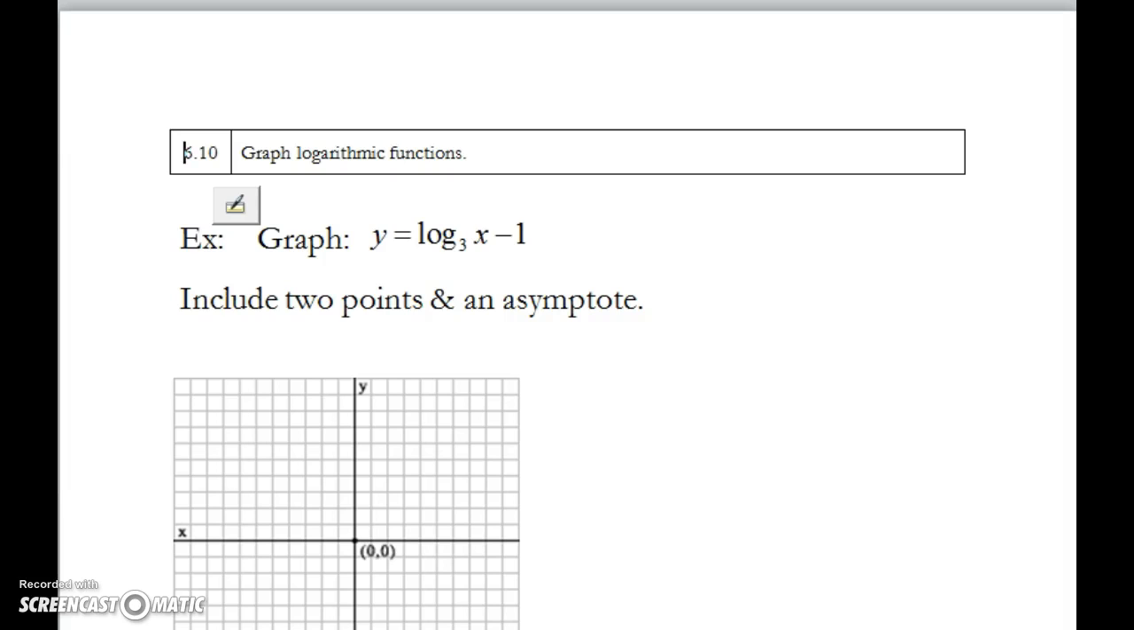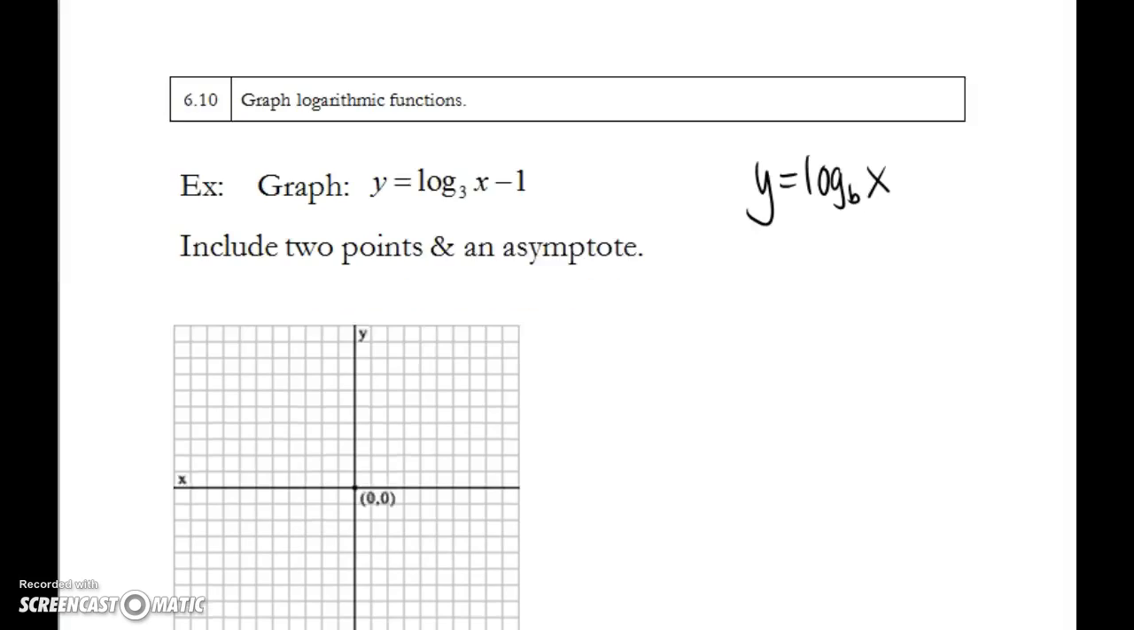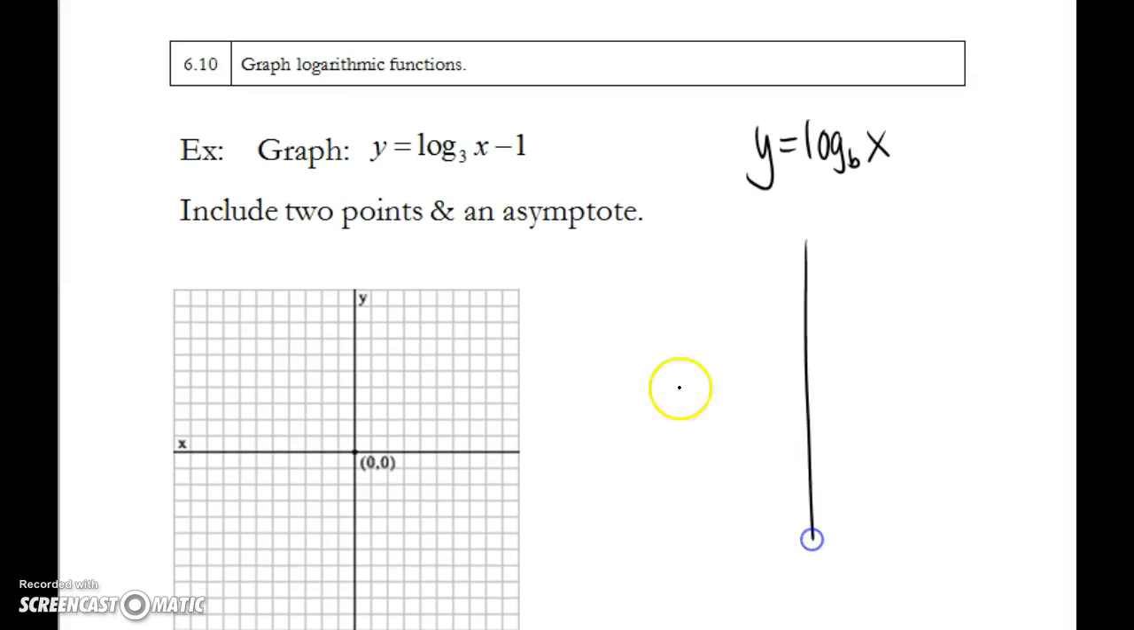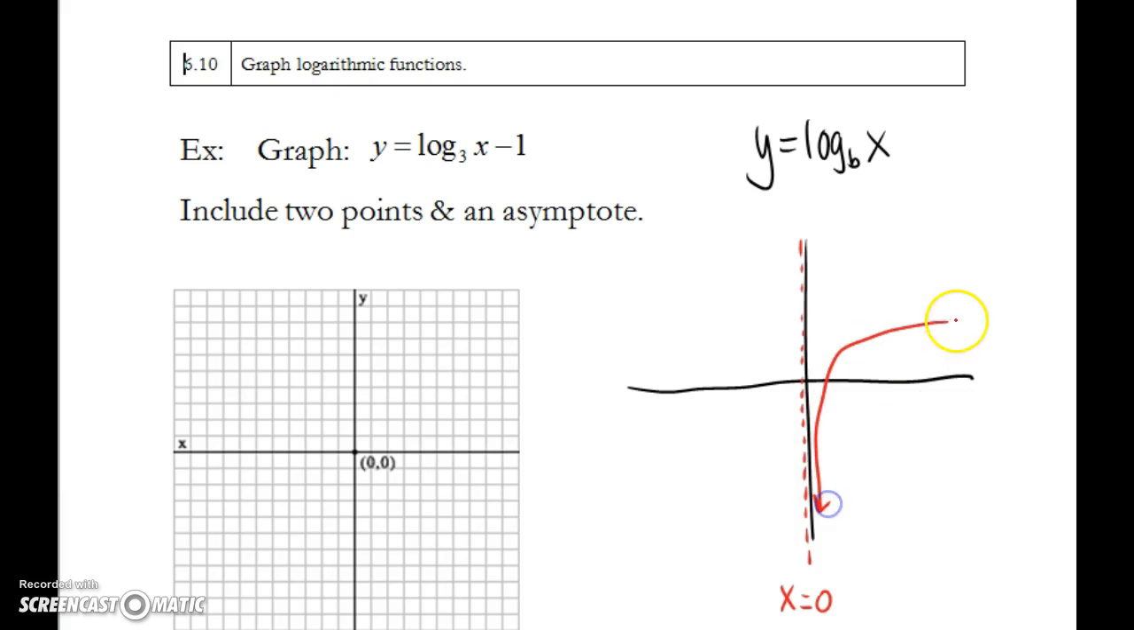If we were to consider the parent graph, y equals log base b of x, our parent graph looks something like the following. It has a vertical asymptote at x equals 0. And the shape of the graph looks something like this. It's basically the inverse of an exponential growth graph.